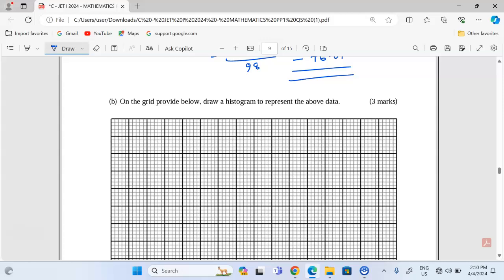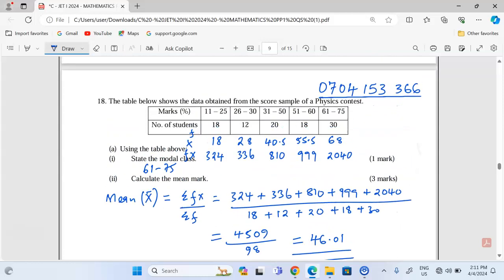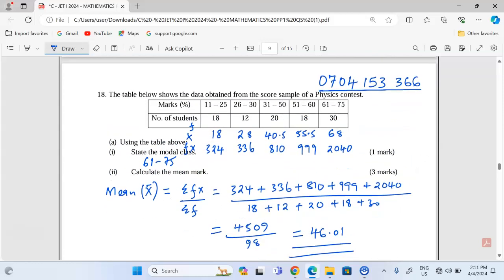We are told on the grid provided below, draw a histogram to represent the above data. For us to draw a histogram, we consider the nature of the data. The thing we consider here is whether the class intervals are uniform throughout the classes. And as you can see, from 11 to 25 is not the same as from 26 to 30, not the same as from 31 to 50, and so on.